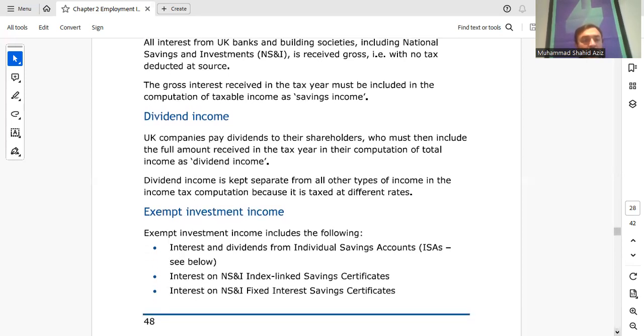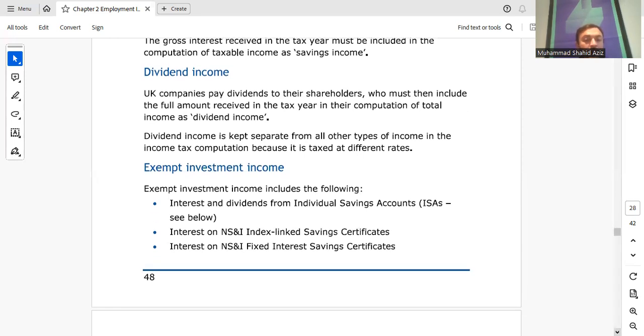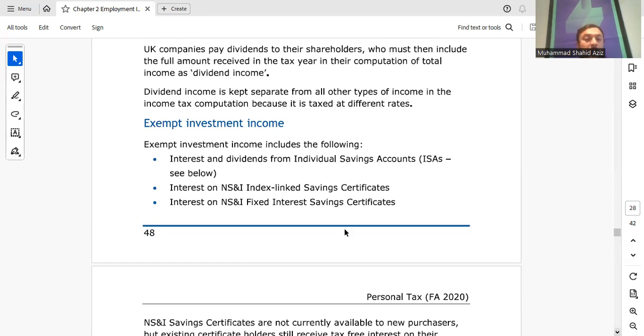There is some income that is exempt from tax. You need to remember this from your exam point of view, as an MCQ question can come. Interest and dividends from individual savings accounts, ISAs, are not taxed. Interest on National Savings index-linked savings certificates and National Savings fixed interest savings certificates is exempt.